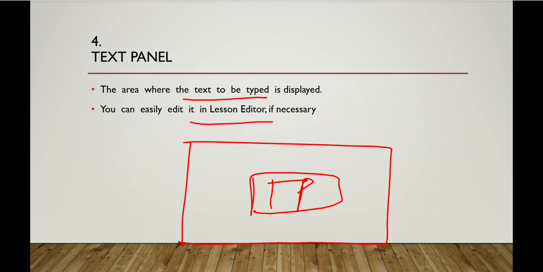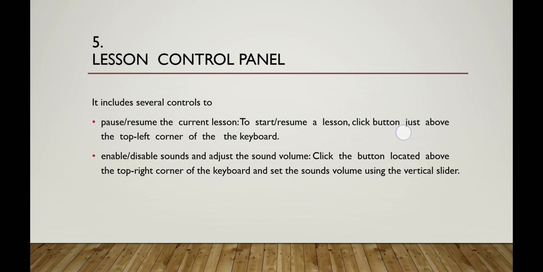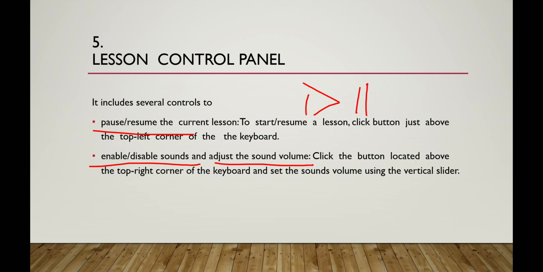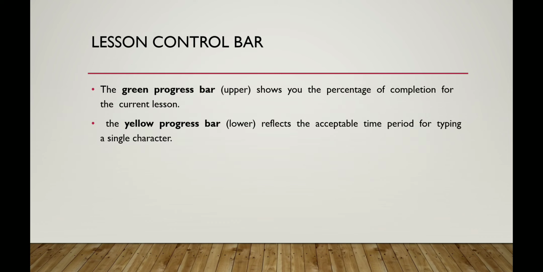Okay, next is the lesson control panel. In the lesson control panel what is there? You can pause and resume, right? These symbols are used for pause and resume. Then you can enable or disable sound or adjust the volume. Next is the lesson control bar. In that you will see two bars, one upper and one lower. The upper progress bar is green and the lower progress bar is yellow.